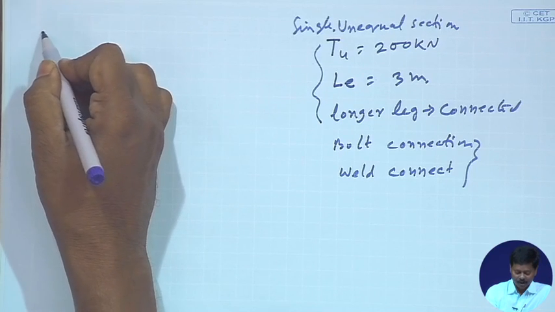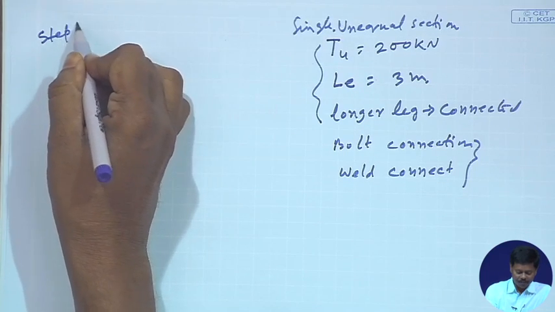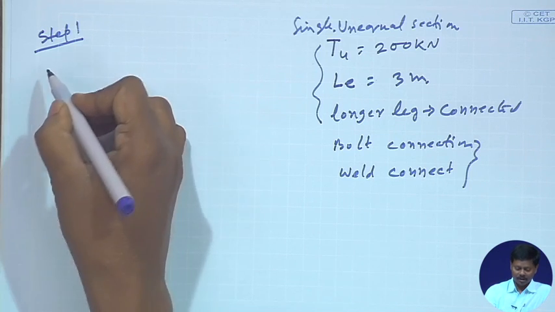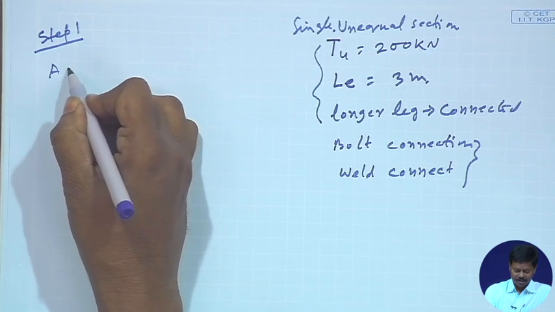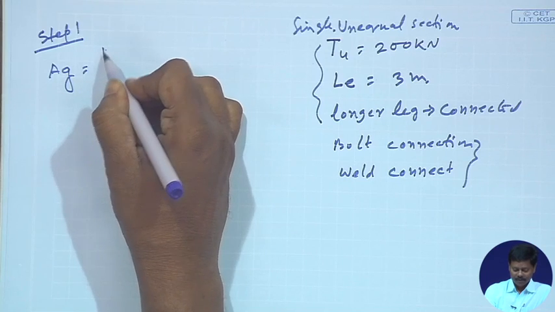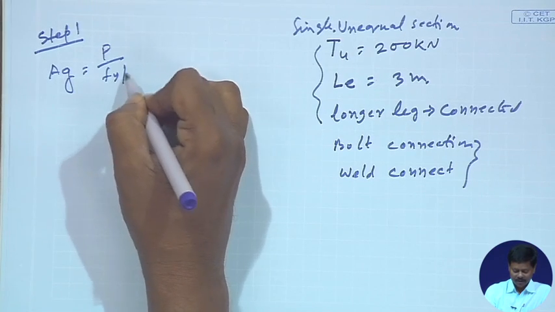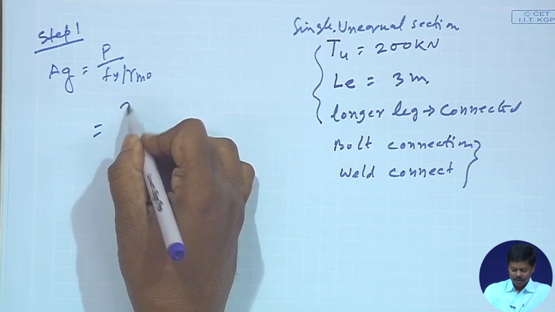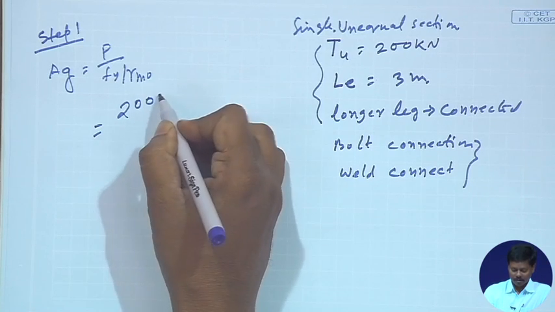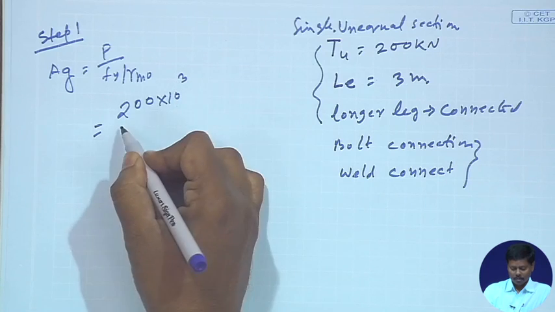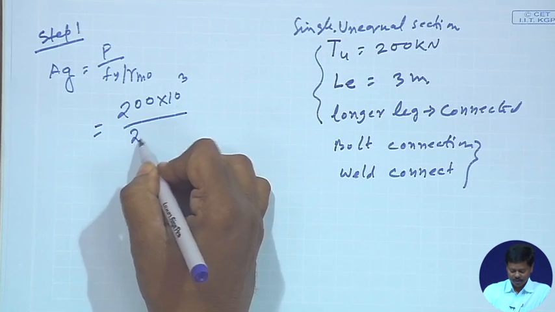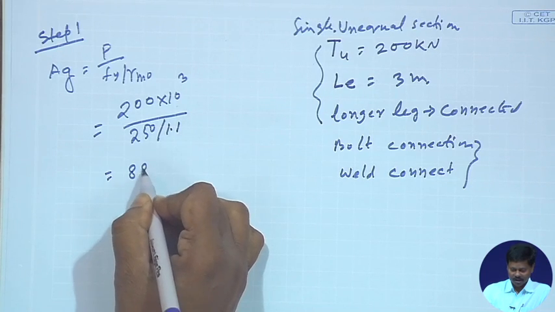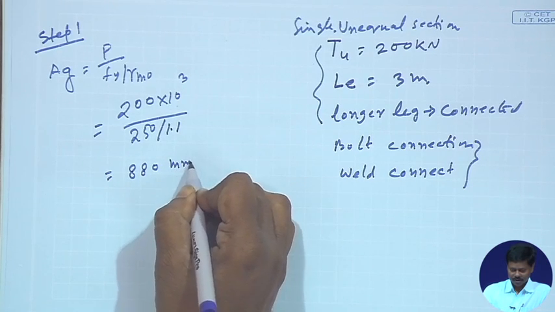In step 1, what has been told to do is to find out Ag. Ag we can find out as P by Fy by gamma m0. So, if we put those values, P is 200 kilonewton and Fy is 250 and gamma m0 is 1.1. So, that is coming 880 millimeter square.